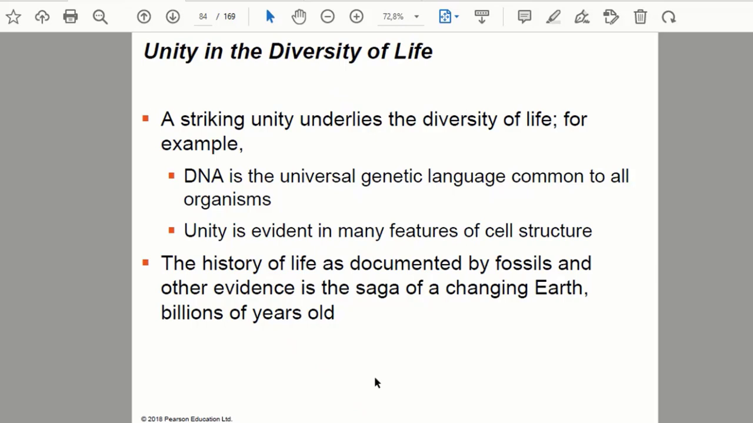So as we go forward, there's also what you call a unity in the diversity of life. A striking unity underlies the diversity of life. If we talk about an example, we should use DNA, which is the universal genetic language common to all organisms. The DNA, the genetic language, is sort of the unity of evidence that many features of the cell structures have.